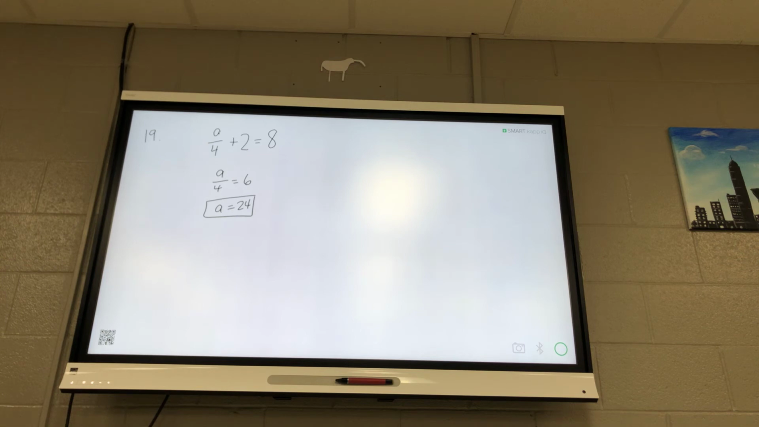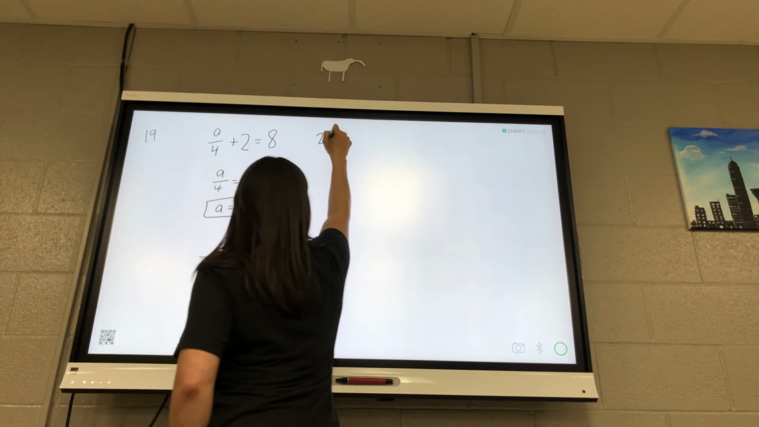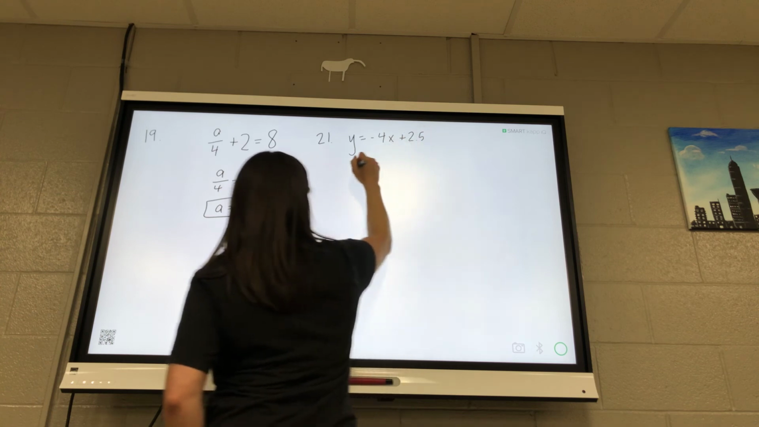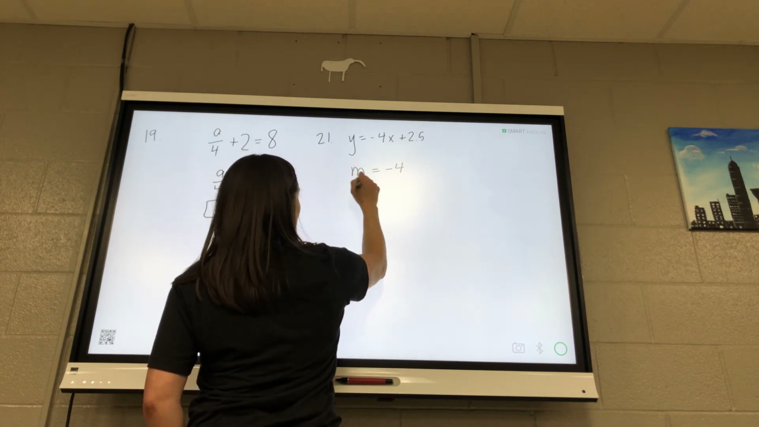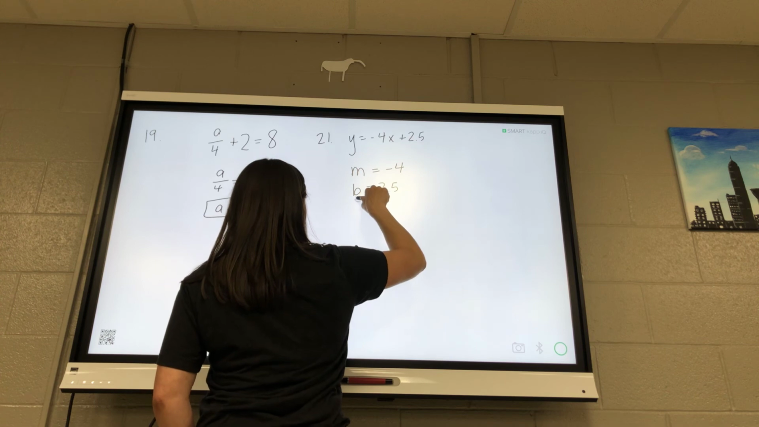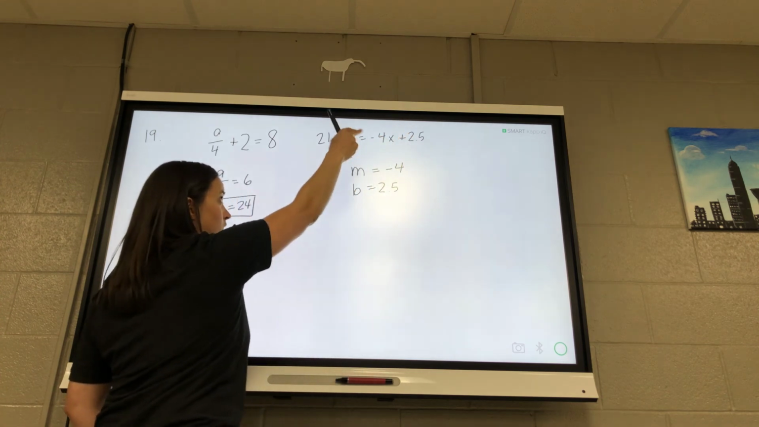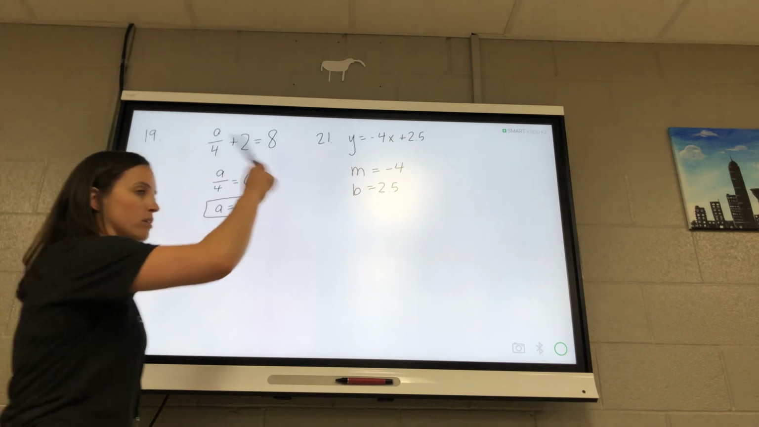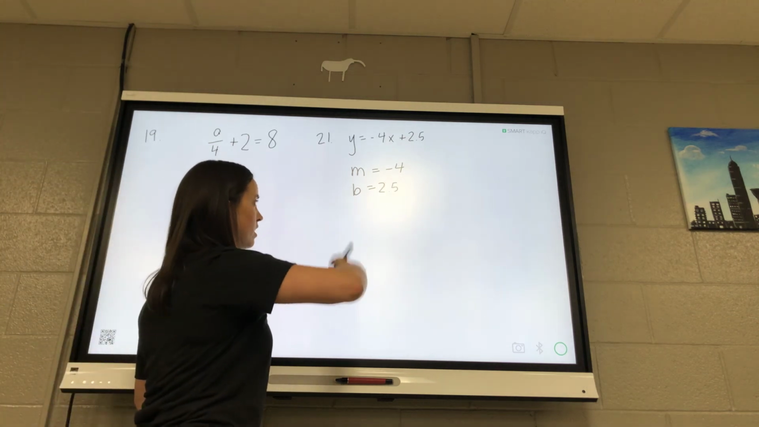On 21, they asked us to find the slope and the y-intercept of the graph of the linear equation. So we have negative 4x plus 2.5. The slope is negative 4. Y-intercept is 2.5. The only time it's not that easy is if it's not in slope-intercept form. 23, is it in slope-intercept? No, but 24 is. Or I said it backwards. If it's not, put it in slope-intercept form, y equals, and then solve.